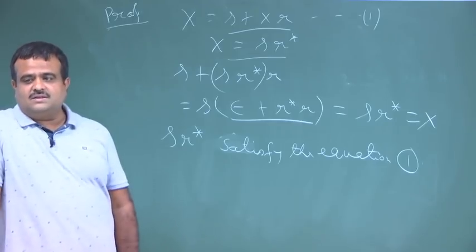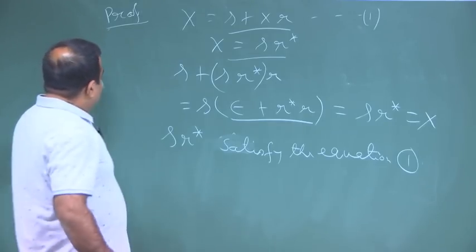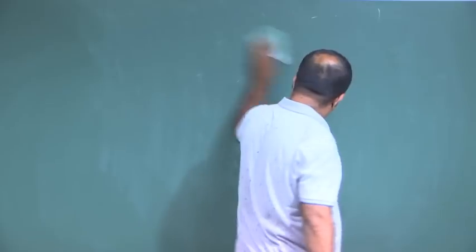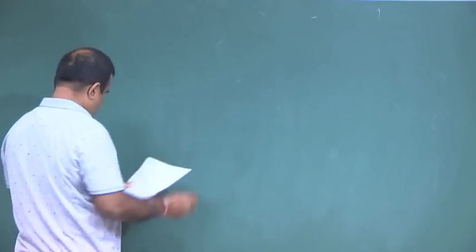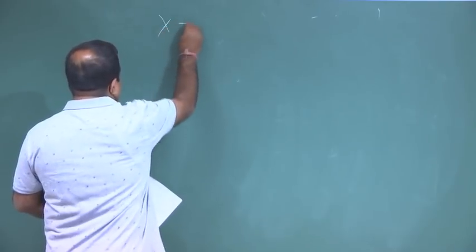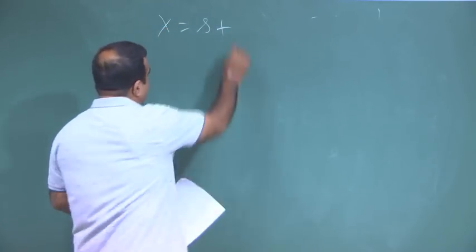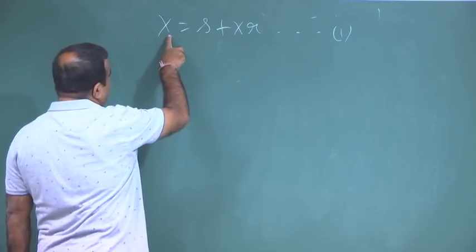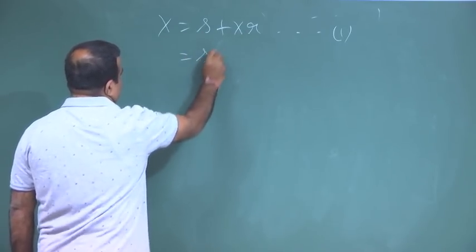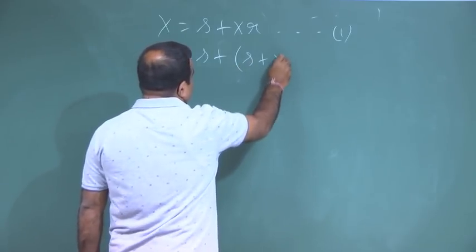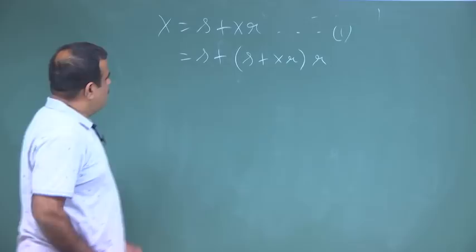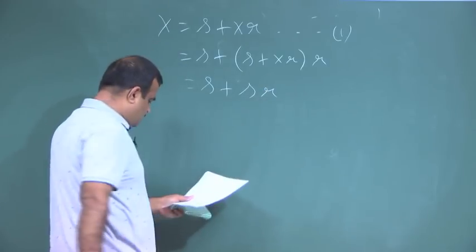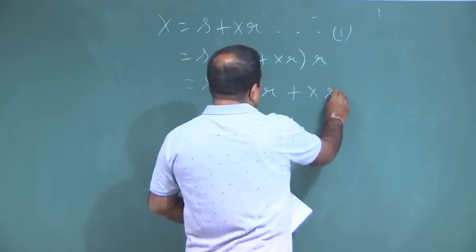Now we need to show the uniqueness, that this is the only solution. So let us write the equation again: x equal to S plus x R. Now this x in the right hand side we again replace by S plus x R. So this will be S plus x R into R. So this is nothing but, by the distributive law, S plus x R square.